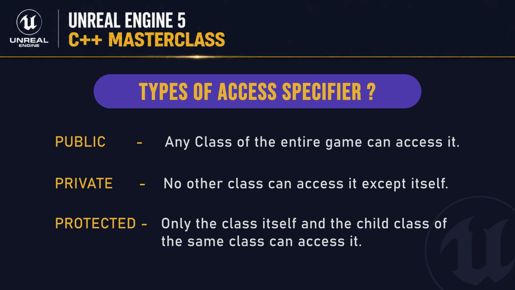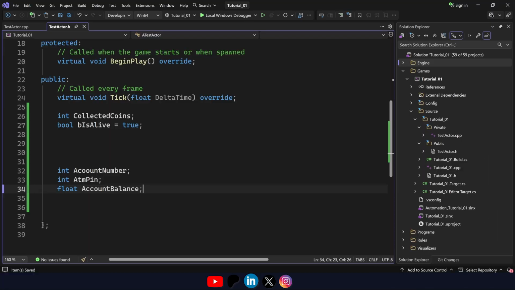For a beginner, this might sound a little confusing. So, let's understand it with a real example. Suppose we have 3 variables: account number, ATM PIN, and account balance. Now let's focus on the account number. An account number can be considered public information. When someone wants to send money to your account, they need to know your account number. So it makes sense that this information can be accessed from outside the class.